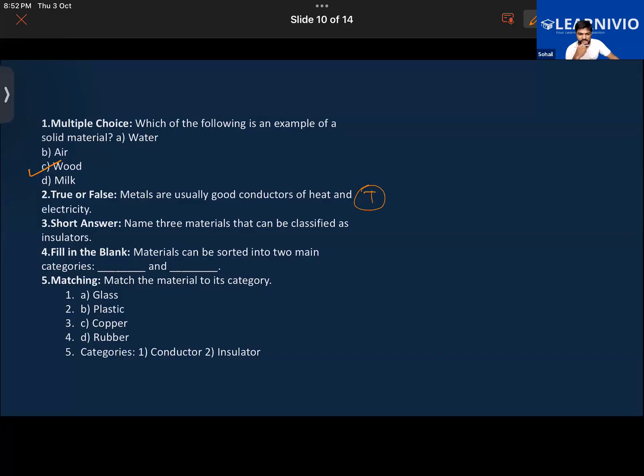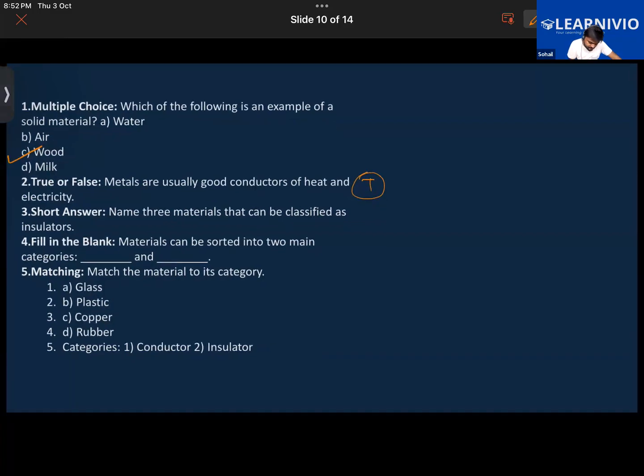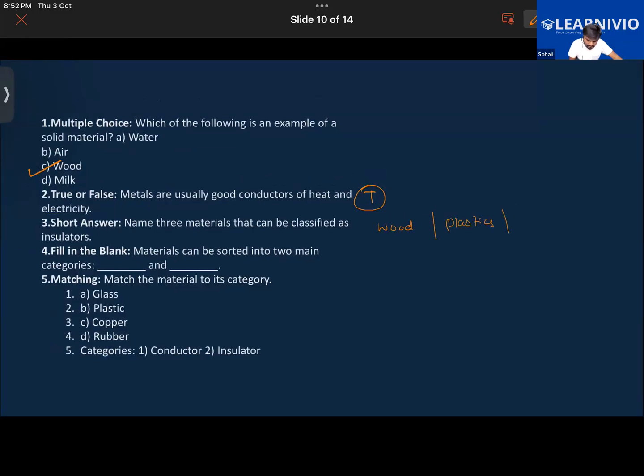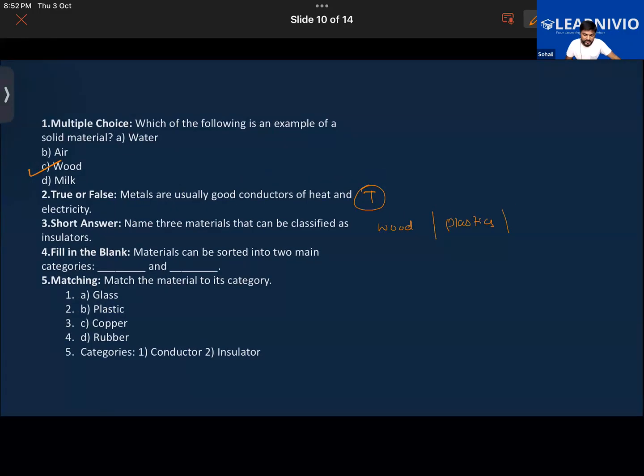Wood, plastic, and glass. And distilled water is also such an example, which is pure water, which does not have any impurity.